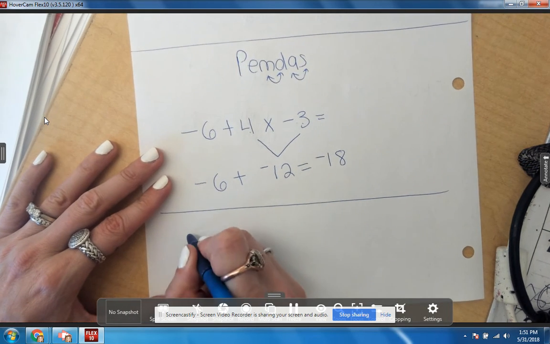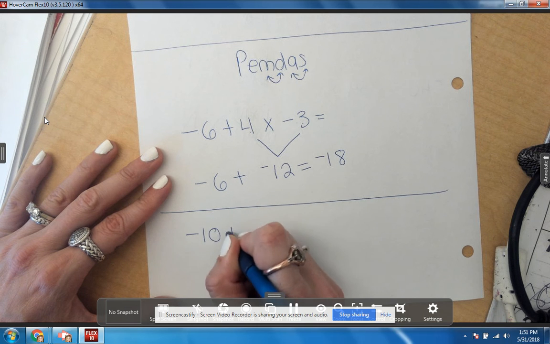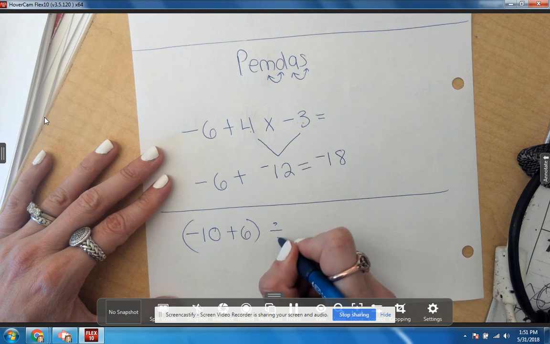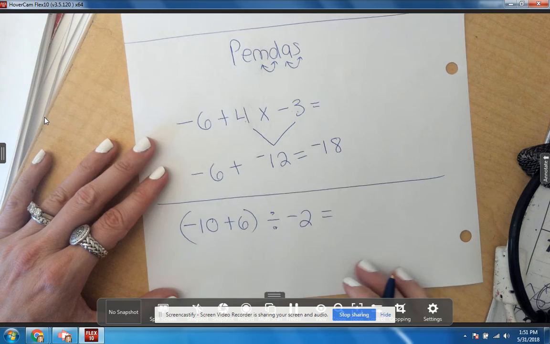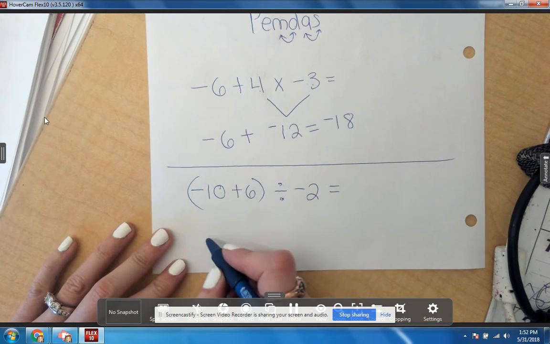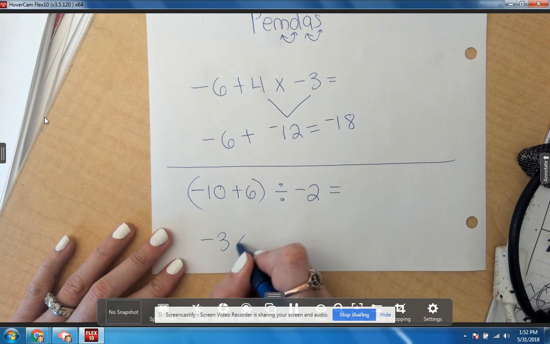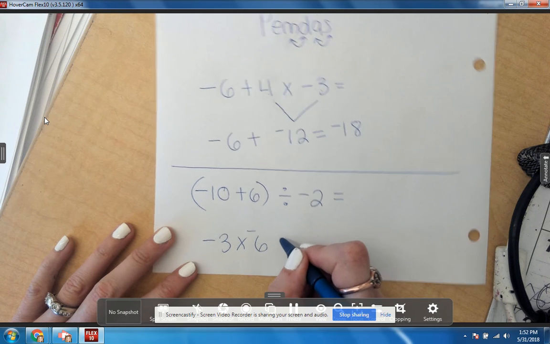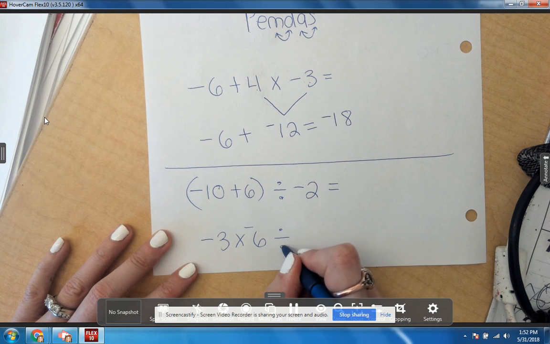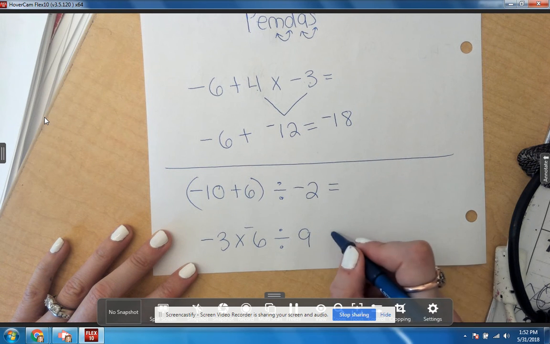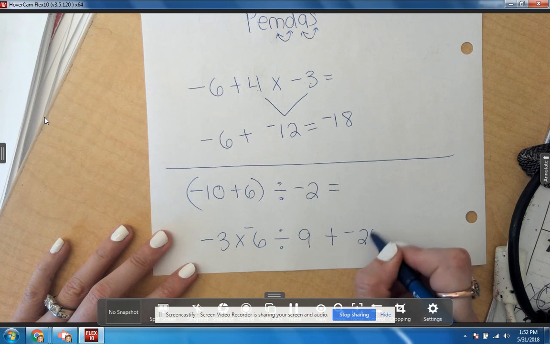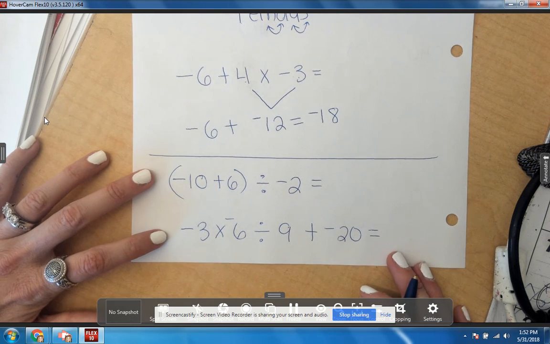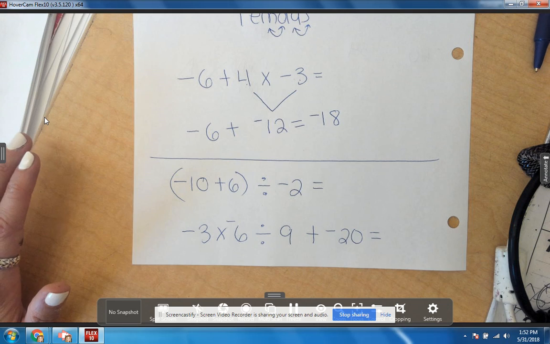So let's see if you could try these ones. Negative 10 plus 6 in parentheses divided by negative 2. So try that one. Let's try negative 3 times negative 6 divided by 9 plus negative 20. Okay, so try these two, and then when you are done, come show me before you get the homework.